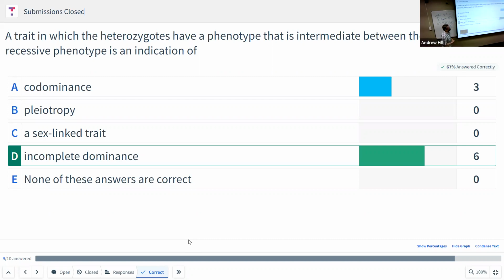Pleiotropy is something like Marfan disease. Remember the people that had the really long fingers? That was an autosomal dominant disease, like Huntington's disease. They had really long fingers, heart trouble, very long legs and arms. So a single gene defect results in a lot of different phenotypic effects that seem very different, at least on the surface. That's pleiotropy.